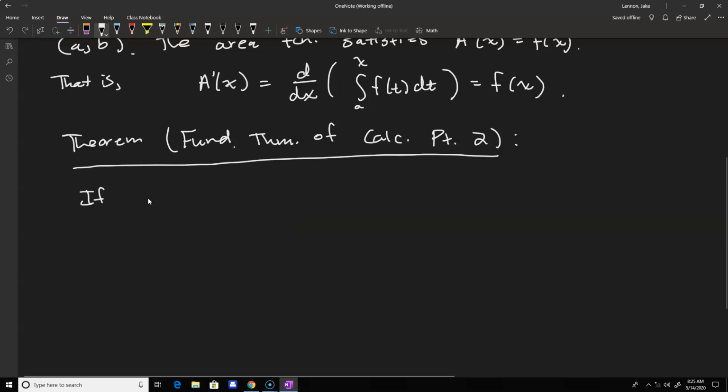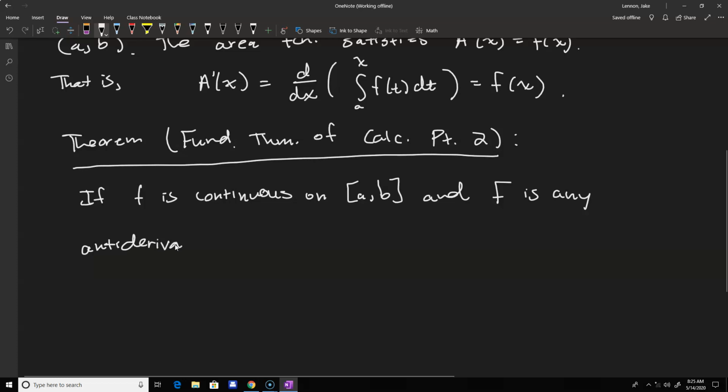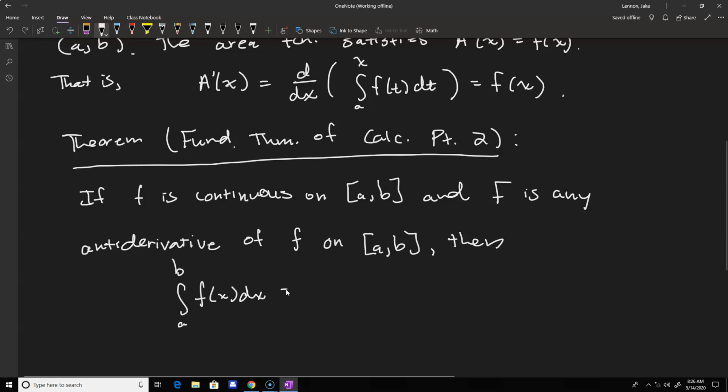So if f is continuous on this closed interval a to b again, and we say capital F is any antiderivative of little f on a to b, then the way you compute a definite integral from a to b of f of x dx is we can just do F of b minus F of a, where we're talking about capital F being the antiderivative.